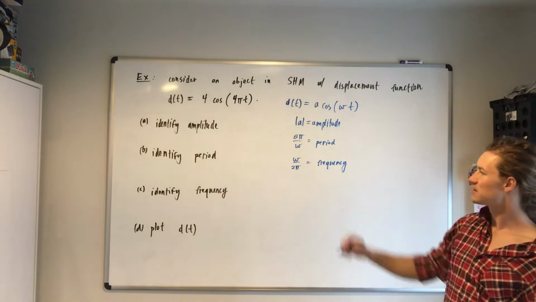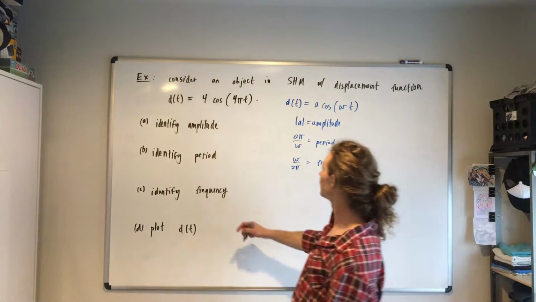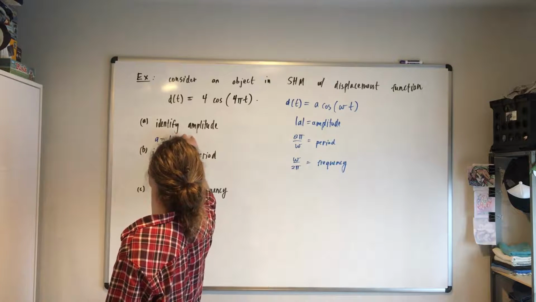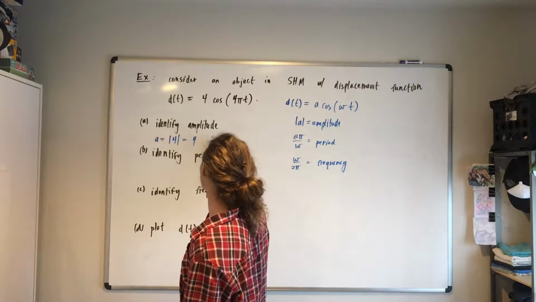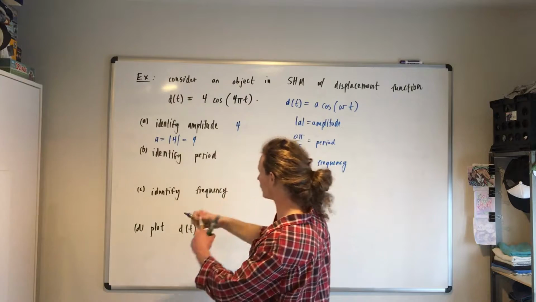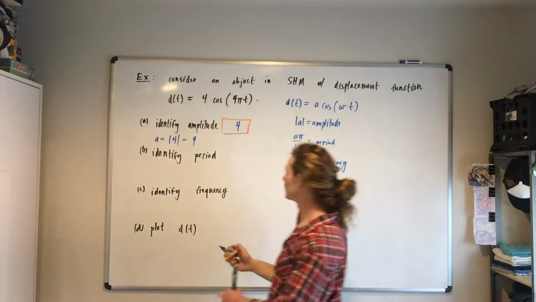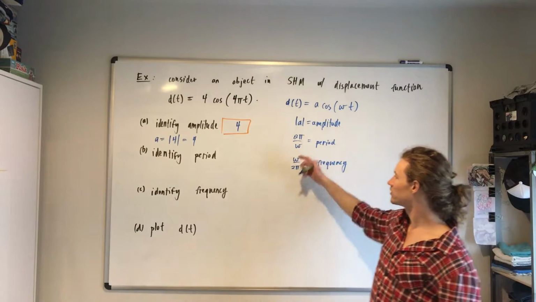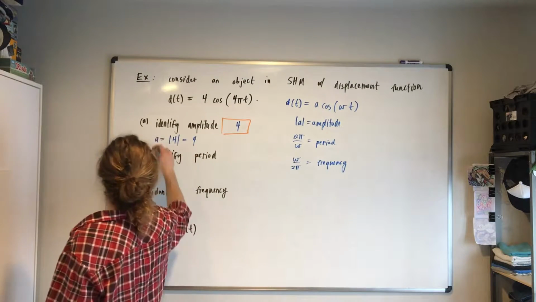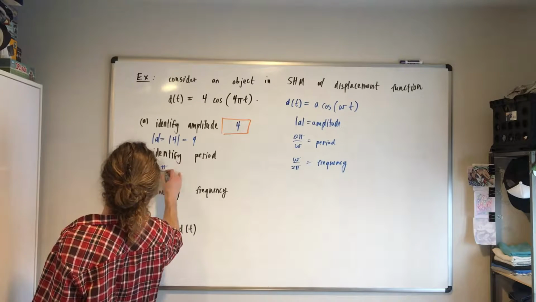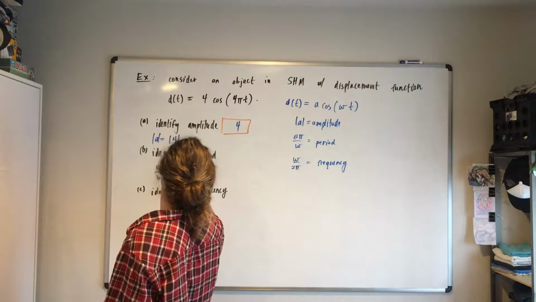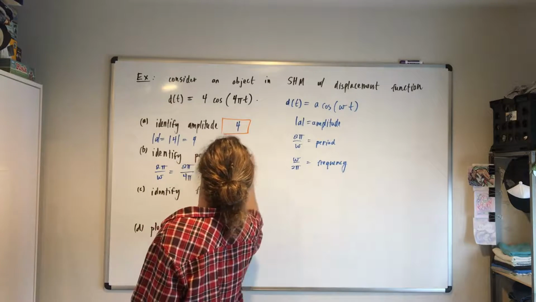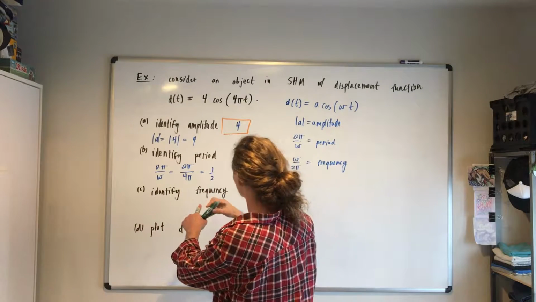So looking at these ideas and how they relate to our problem here, note that a is equal to the absolute value of 4, which is just equal to 4. So our amplitude here is 4. How about for our period? Our period is defined as 2 pi over omega. We have 2 pi over 4 pi, which is just equal to 1/2. So the period is equal to 1/2.